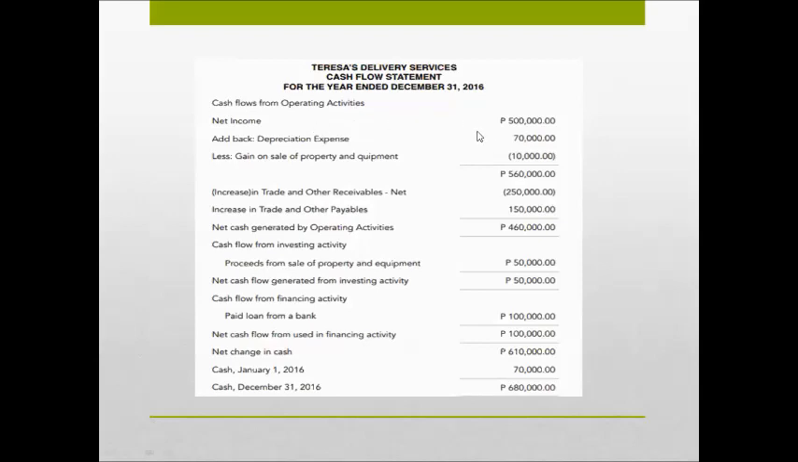Why? Kasi meron tayong net income na 500,000 plus depreciation expense less gain on sale. Tapos, yung receivables natin ipa-minus and ipa-plus yung ating payables. That's gonna be 460. And then, plus, this one is 510. So, ang paid from bank loan natin, kailangan nakadeduct ito. So, 510 minus 100, that's 410. Plus 70,000, that's 480,000.